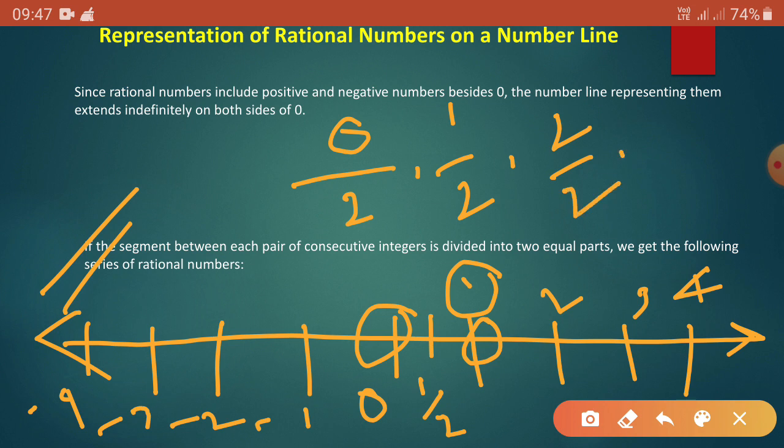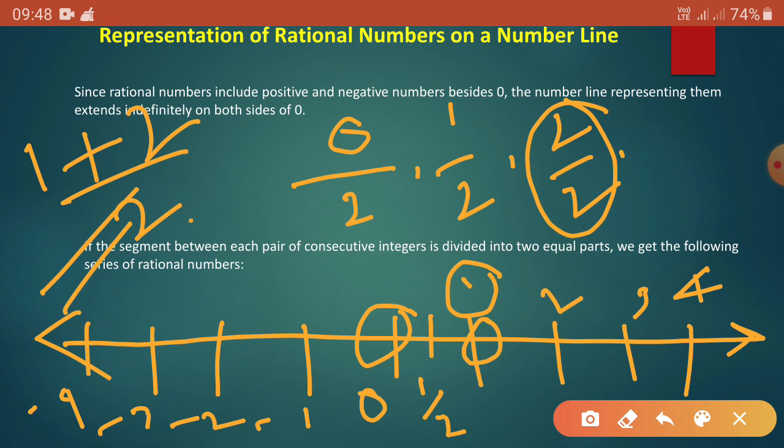Then again, we have to find the rational number between 1 and 2. 1 means 2 by 2, and then the number between 1 and 2. How to find it? We know 1 plus 2 by 2, so that will be 3 by 2. So the next number will be 3 by 2.